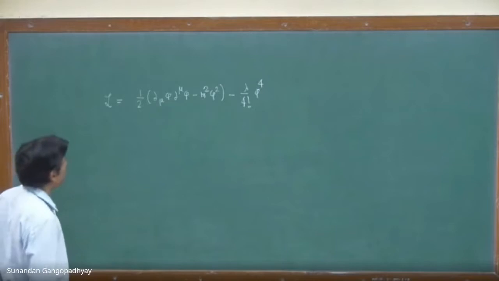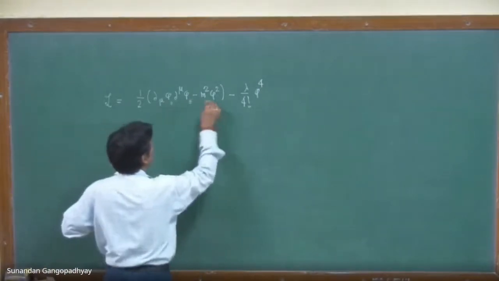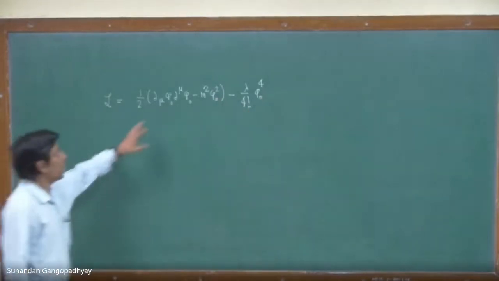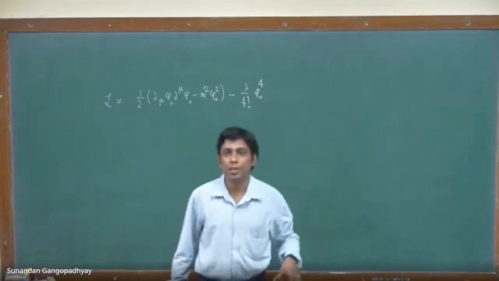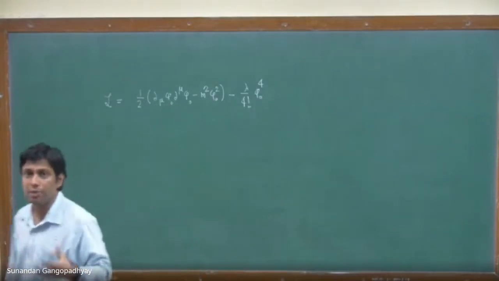So here, first of all, I would like to tell you that instead of phi, I would just write this as phi naught. Just to remind you, these are fields in the interaction picture. So they evolve via the free part of the Hamiltonian. So they are basically free fields.